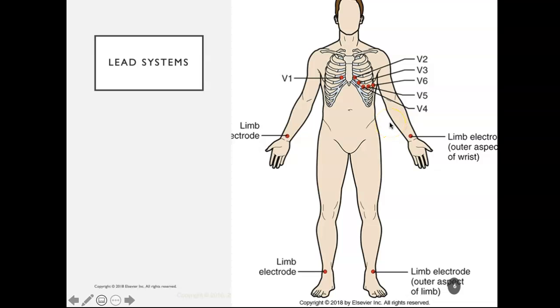Those you do have a little bit of mobility with. The ones you cannot move really are specific to a specific intercostal space. That's going to be your chest leads, V1 through V6. And you don't have to memorize this for the exam.